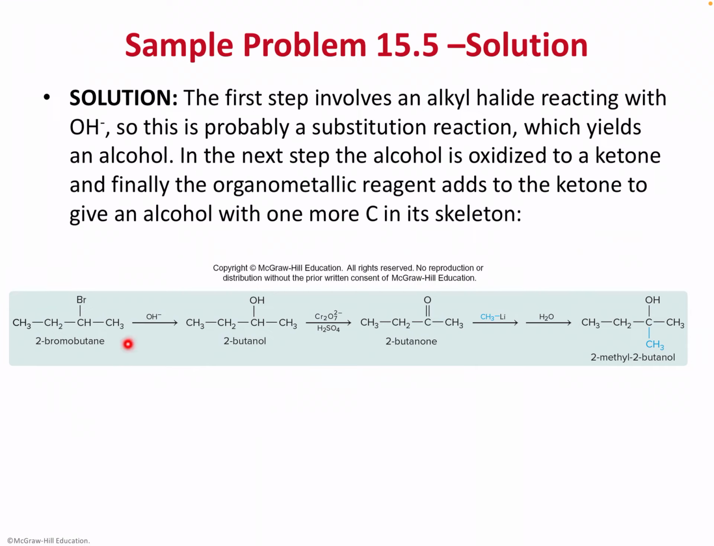So the first step involves an alkyl halide reacting with hydroxide. You see here, a substitution reaction to butanol. A substitution reaction which yields an alcohol. In the next step, the alcohol oxidizes to a ketone, with these oxidizing reagents. It oxidizes to give you a ketone, a carbon-oxygen carbonyl compound. And then when you add the organometallic compound, this methyl group attaches to carbon, and when it adds water, this becomes OH.